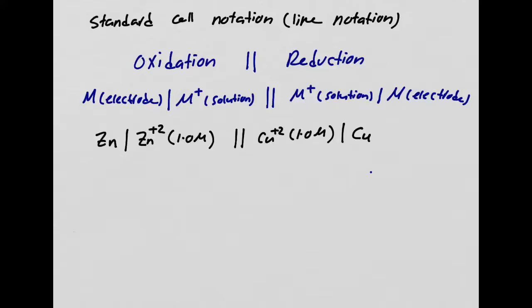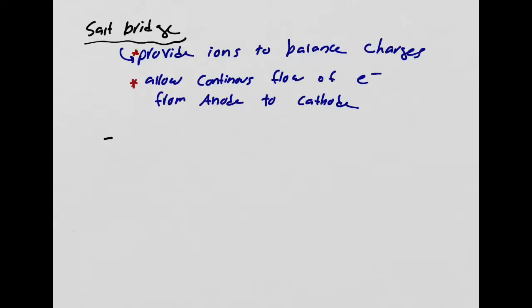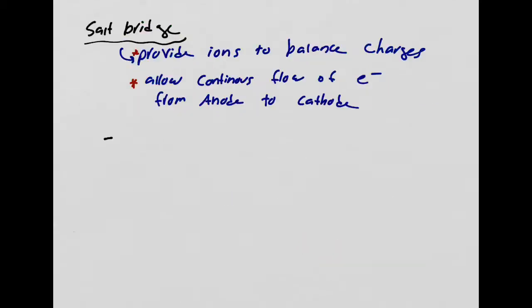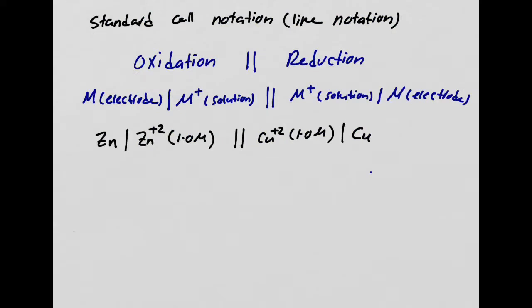So far so good. Now if I do this, I can run this and I can measure the E cell for this reaction. The E cell that I measured was under standard conditions. Remember what standard conditions mean: 1 atm, 25 degrees Celsius, and 1 molar. And this is why I had the 1 molar going on here. So far, so good.